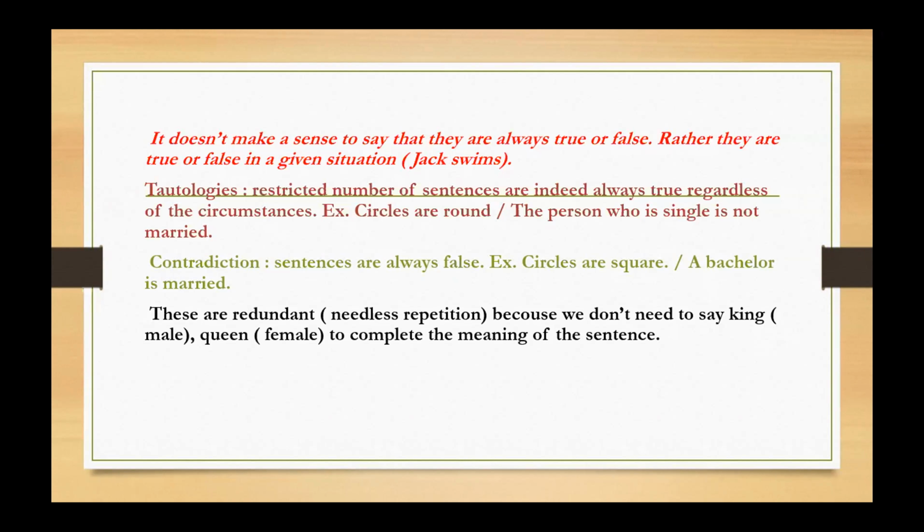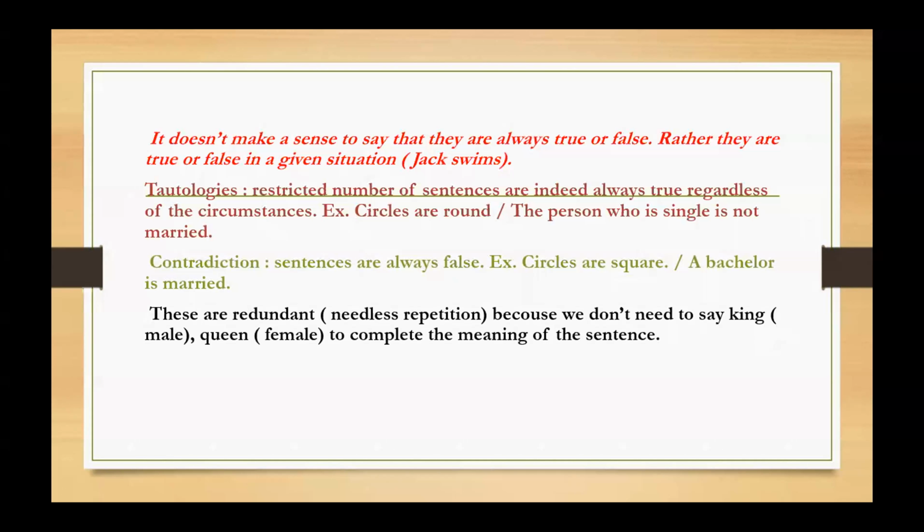Excellent. And we have another type, which is contradiction. These are sentences that are always false. For example, circles are squares, or a bachelor is married. These sentences are always false, regardless of all the circumstances. Exactly. So when we say circles are square, this sentence is false. This sentence is contradictory, all the time. So this sentence is always false.